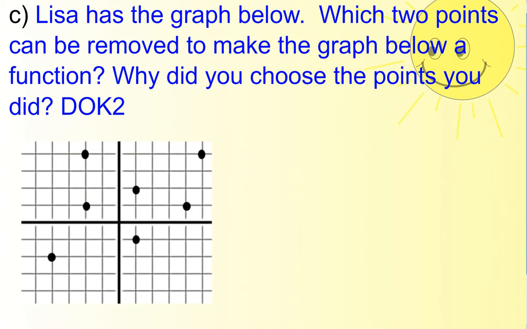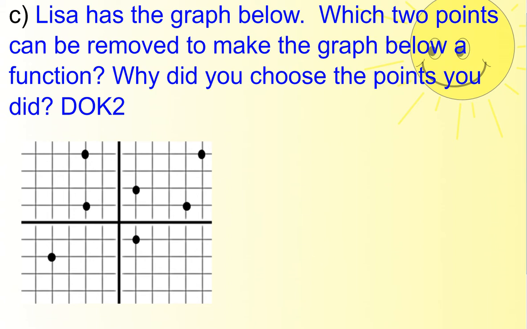So here's one for you to try. It says Lisa has the graph below. Which 2 points can be removed to make the graph below a function? So you want to remove 2 points and make this a function. And then it says, why did you choose the points you did? Go ahead, pause the video, really examine which 2 points you would remove to make this a function. When you're ready to continue, hit play, and we'll go through it together.